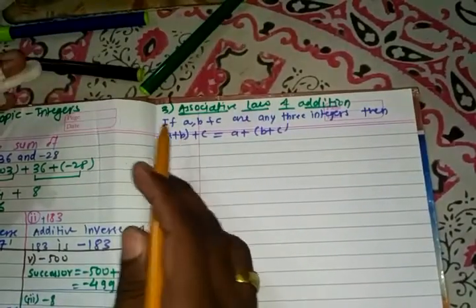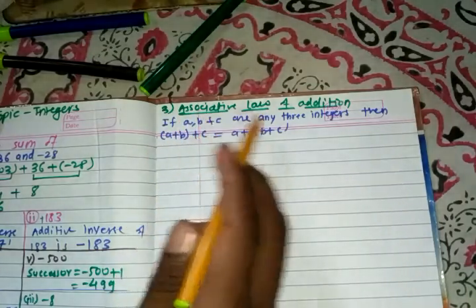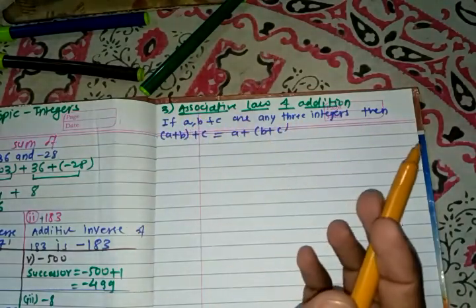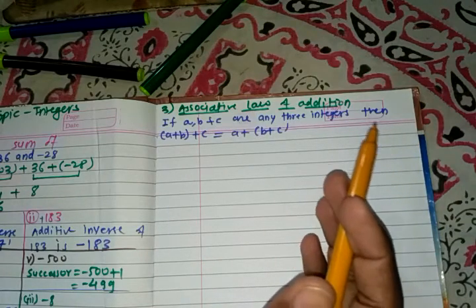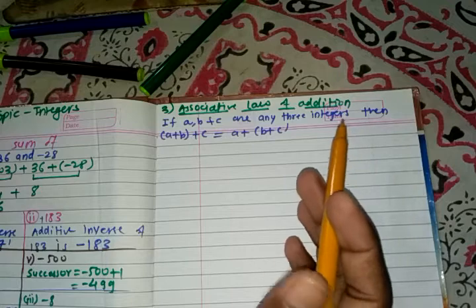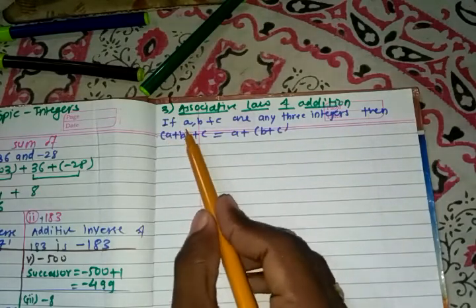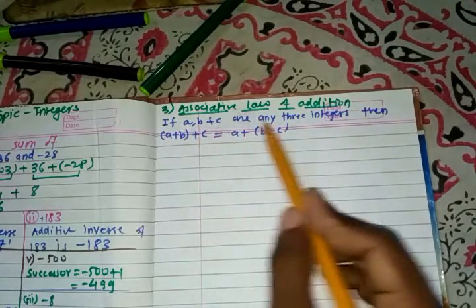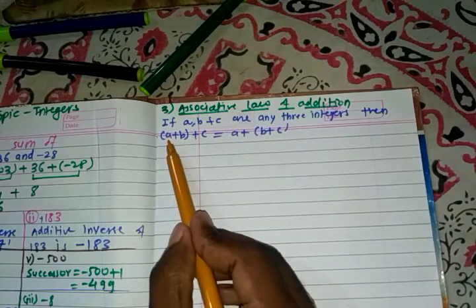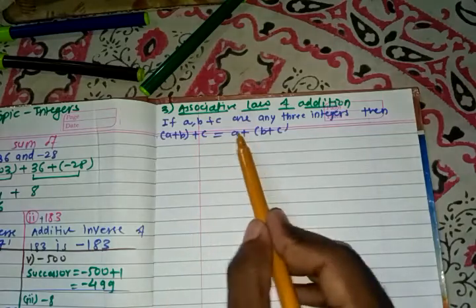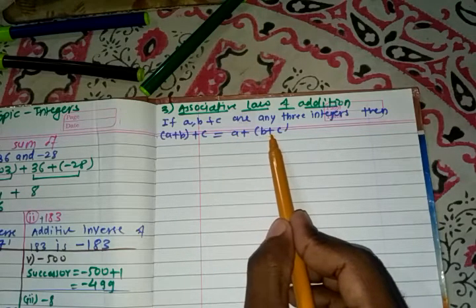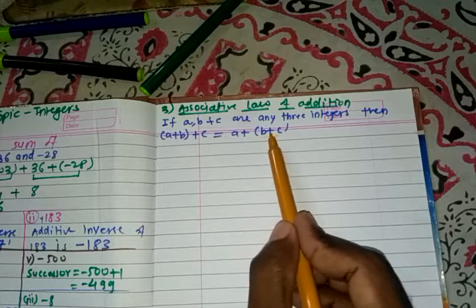Let's see the next property, associative law of addition. What is meant by associative? Associative means we are combining the integers and trying to add them, right? Suppose there are three integers a, b, c in general, then the addition of the first two with the addition of the third is equal to the addition of the first with the addition of the second and third.